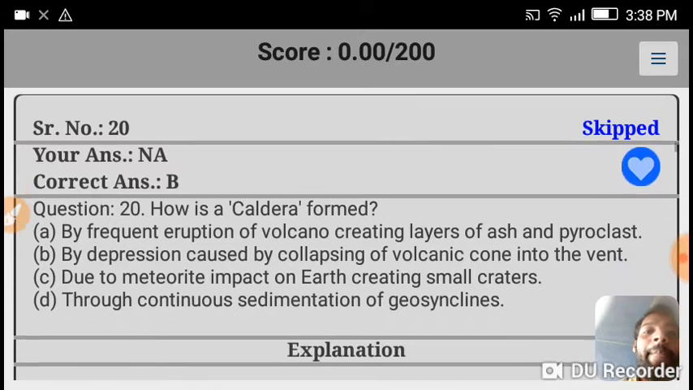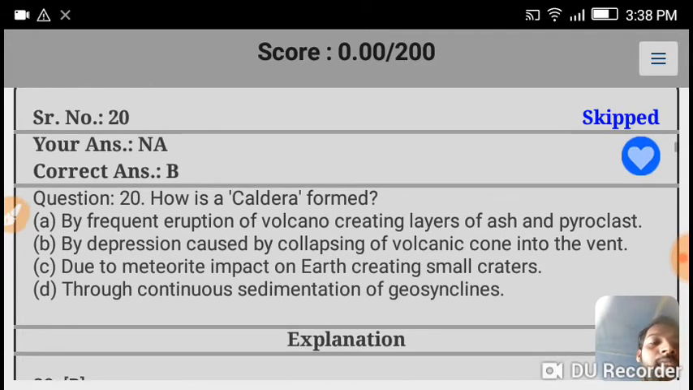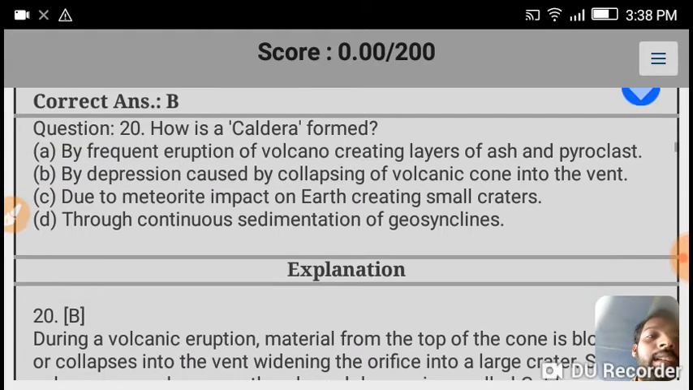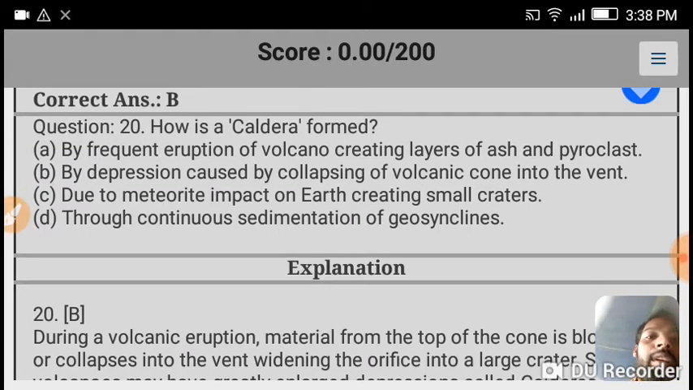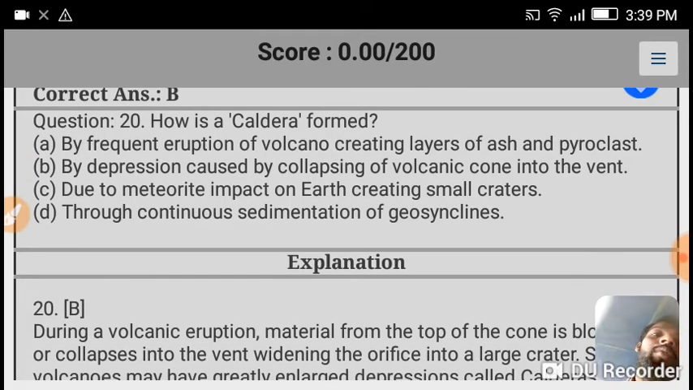Next question. How is a caldera formed? B is correct: by depression caused by collapsing of volcanic cone into the vent. So how is the caldera formed? Now A is not correct. B is by frequent eruption of volcano creating layers, no. C is due to meteorite impact on Earth creating a crater, no. And D is through continuous sedimentation, no, it is not. Similarly, B is correct: by depression caused by collapsing of volcanic cone into the vent.